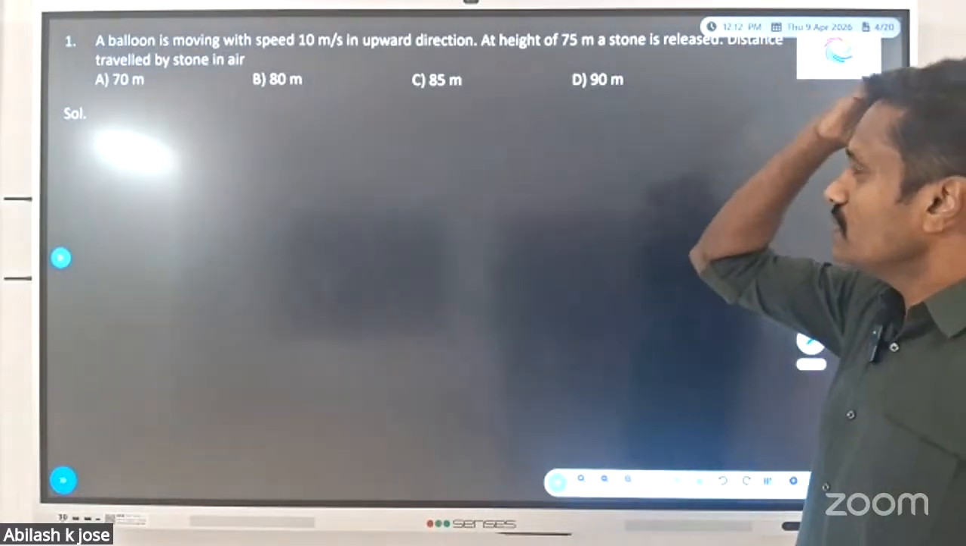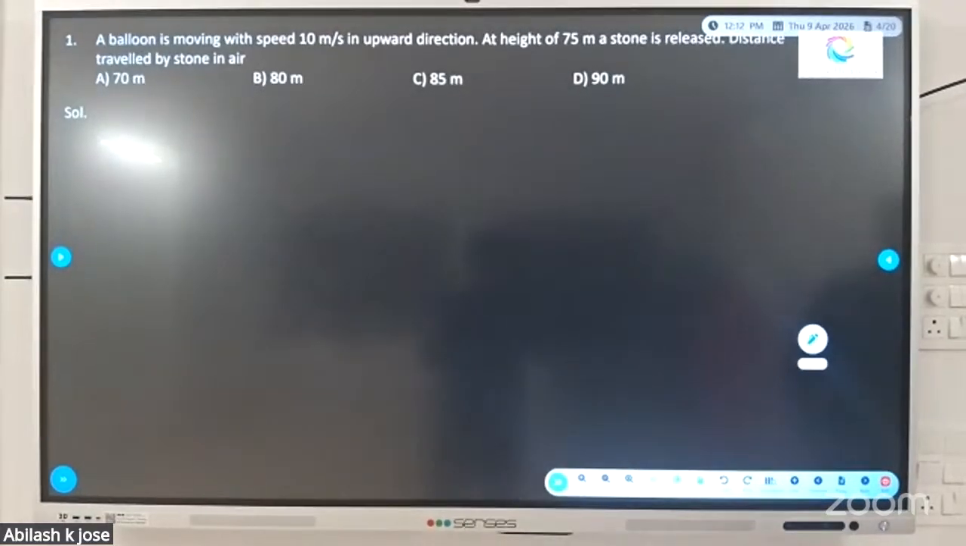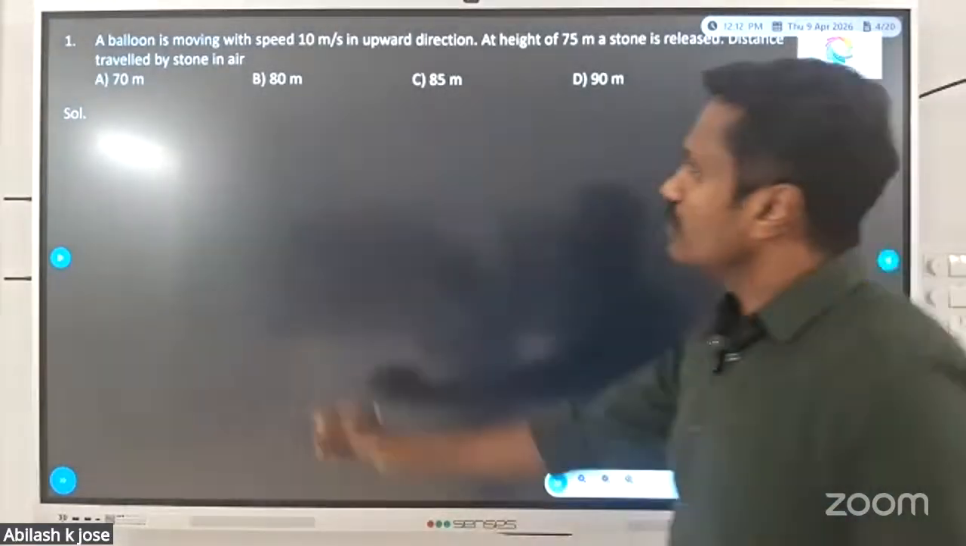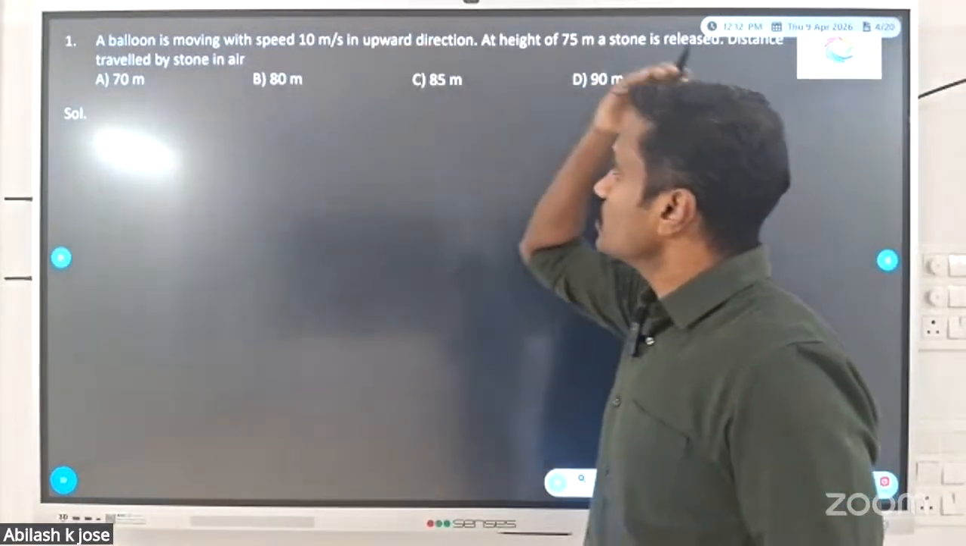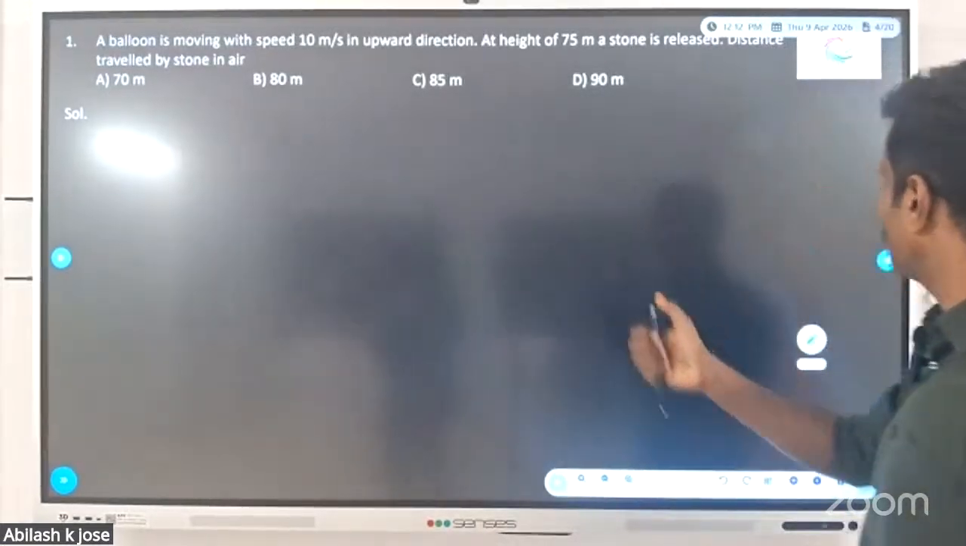So the first question looks to be very exciting. From kinematics, a balloon is going up with a speed of 10 meter per second.